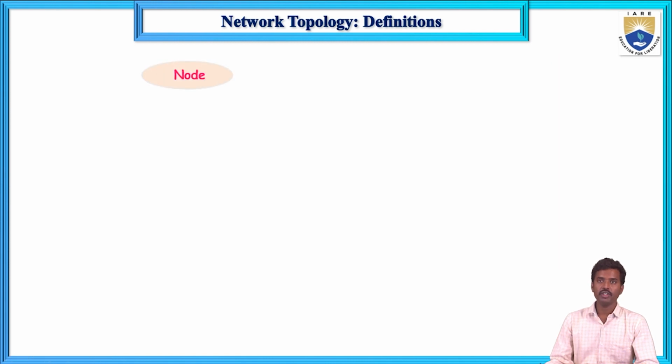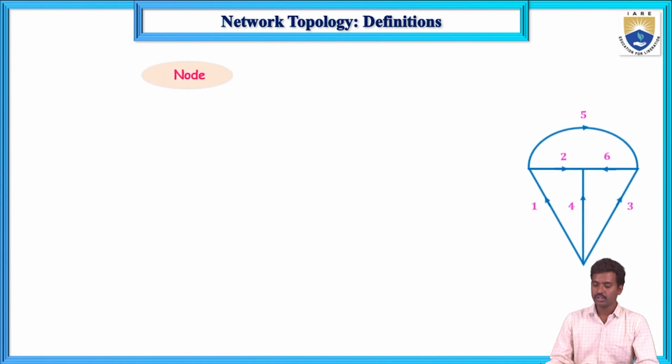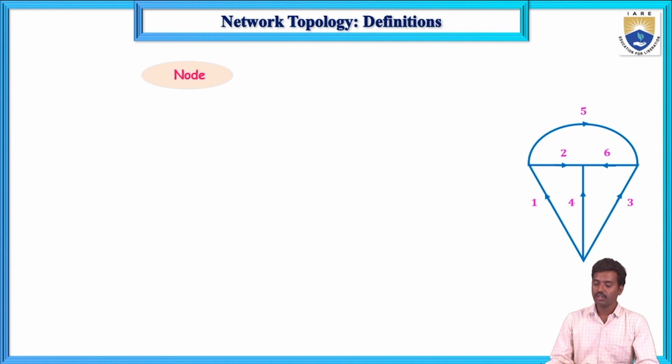Next, node definition. Here is one graph. Node means two or more branches connected to one point. At this point, three branches are connected, and at this point also three branches are connected. In all there are 1, 2, 3, 4, 5, 6 branches.